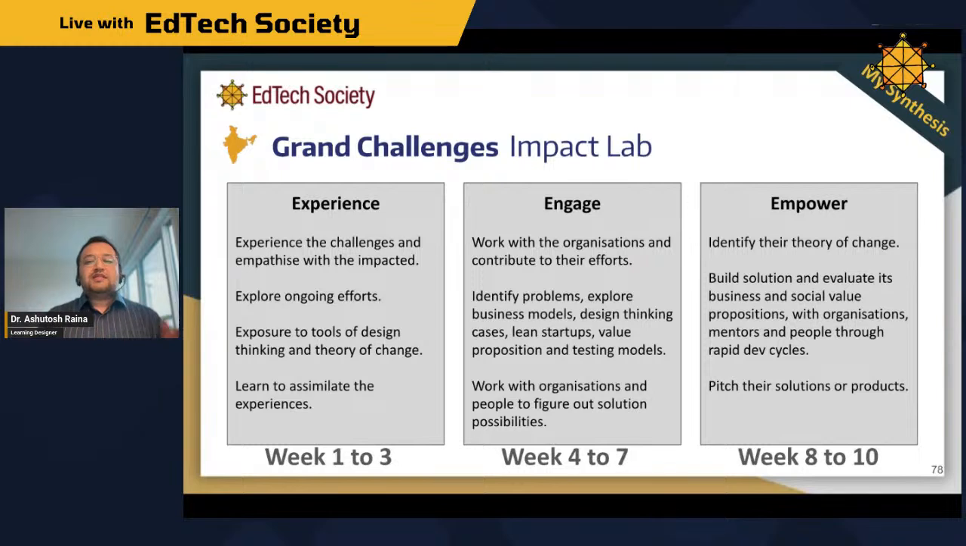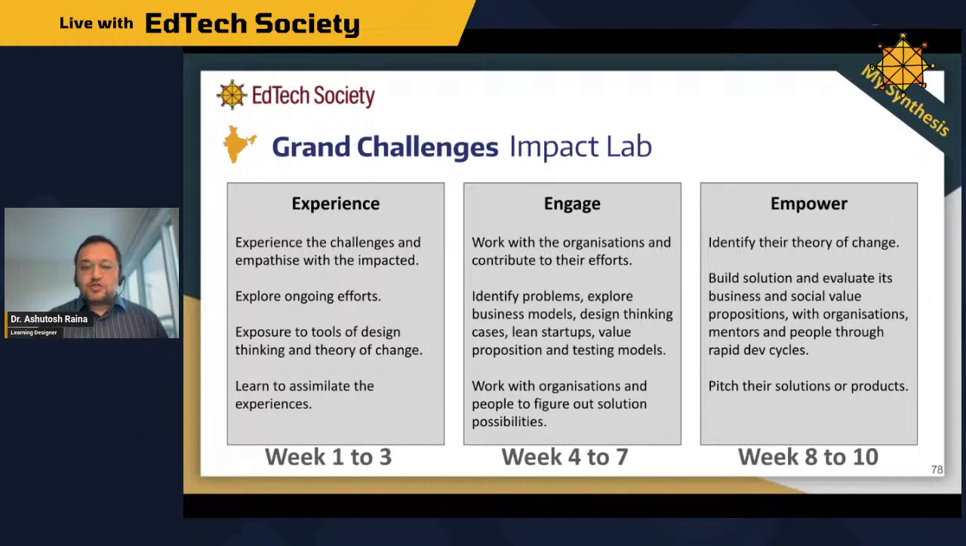Now, if I want to synthesize the entire course from my experience, as I was part of the instructors team, I can put it into three buckets: experience, engage, and empower. Weeks 1 to 3 is when they experience challenges and empathize with the people who have been impacted by these challenges. They also explore ongoing efforts. They are given exposure to tools of design thinking and theory of change, and examples. They also learn to assimilate these experiences. What we have seen is that these are very intense experiences, and you really need time to process them, be it conceptually, in terms of the skills required, or even emotionally. So they go through a lot in these 1 to 3 weeks. That's what I've termed experience.